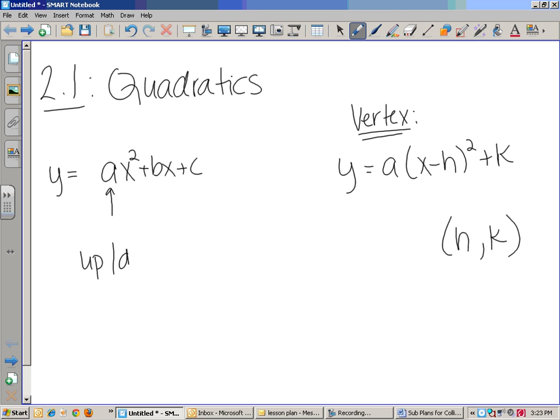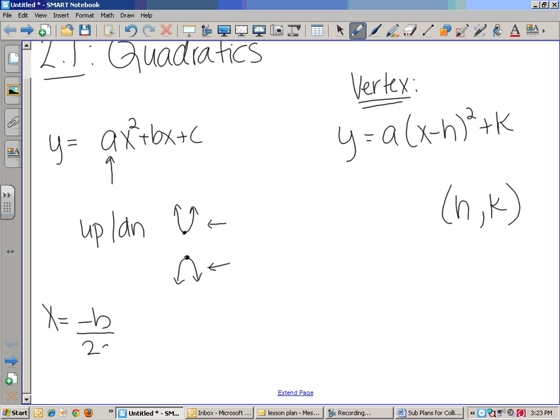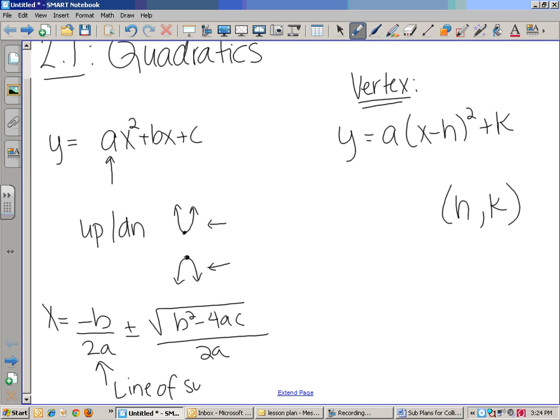Okay? Now let me remind you, in Algebra 1, we use this A factor here to tell us whether our parabola opens up or down. We also use that, depending on whether it opens up or down, to tell us whether our vertex is a max or a minimum. You would have solved it by either factoring or the quadratic formula. And I will remind you that this represents your line of symmetry. Okay, that's your line of symmetry.